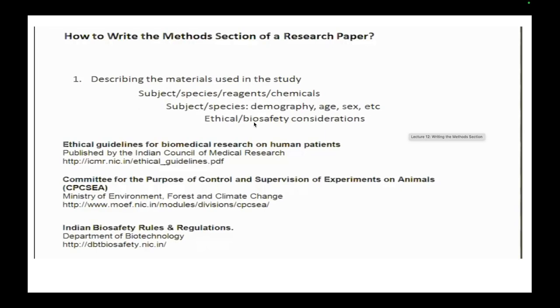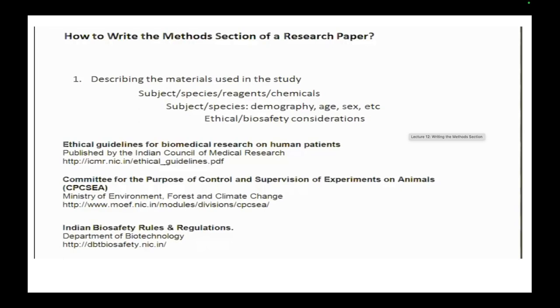Ethical and biosafety considerations should also be there. If you are doing anything which has some ethical concern, you have to take approvals for that. For example, the ethical guidelines for biomedical research on humans are managed by the Indian Council of Medical Research, ICMR. If you are doing anything on human patients, you have to take approval from ICMR for ethical clearance. All the things should be mentioned clearly in the approval, and you have to do only those things which are mentioned in the approval that you sought.